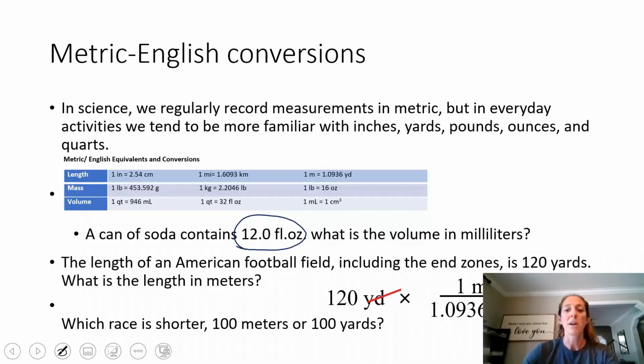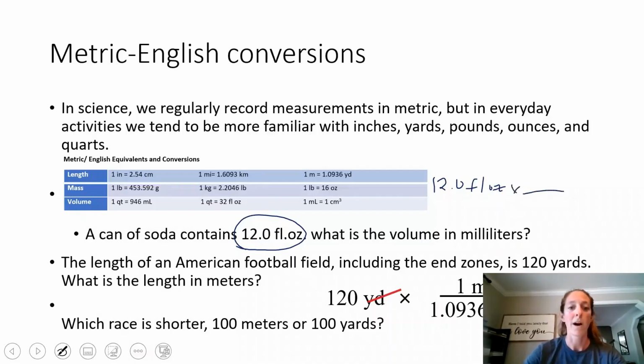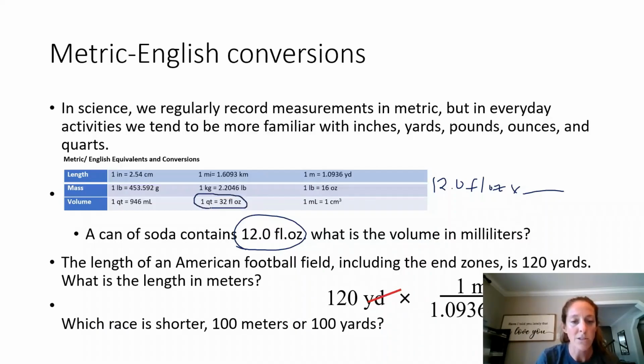So I'm going to set it up the same way, and I'm going to start with what I'm given, 12.0 fluid ounces. What do I want? I want to get to milliliters. But if I look at my fluid ounces down here, the only conversion factor I'm given goes from fluid ounces to quarts. Well, that's not what it asks for. It asks for milliliters. But if I look over here, I can go from quarts to milliliters. So this is going to be a two-step problem, similar to that last one that we did.